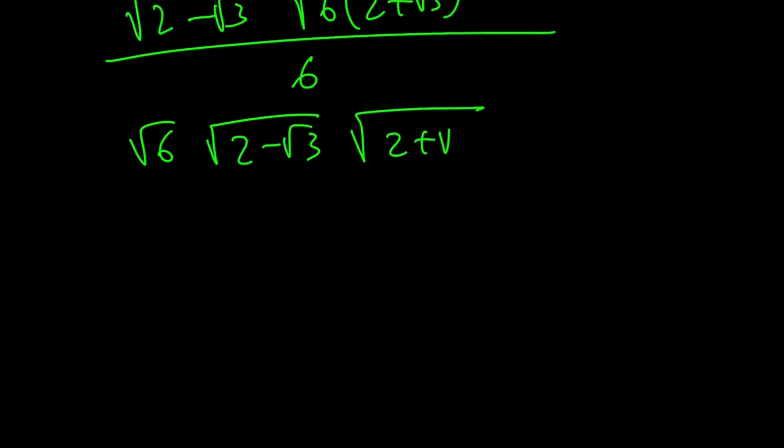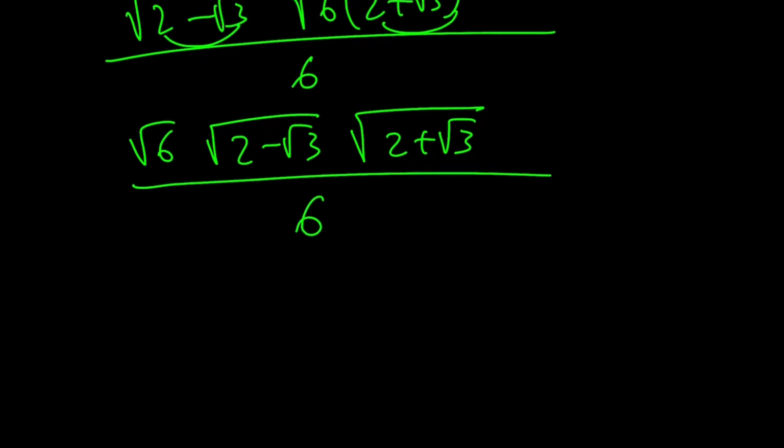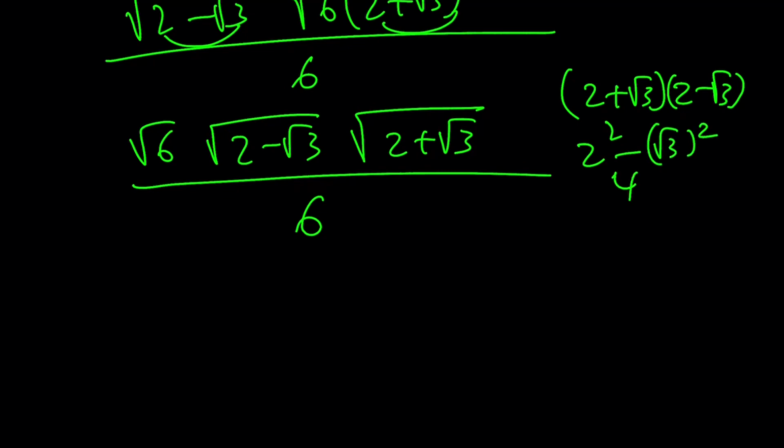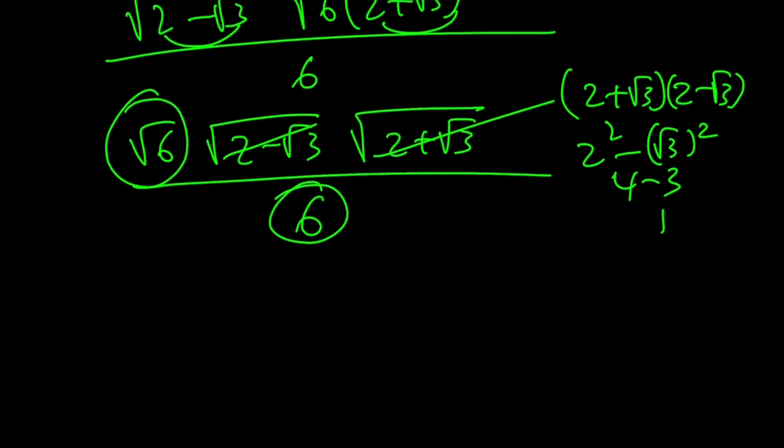These two radicals, this one and this one under the radical, they can be multiplied. And guess what? They're just going to form a difference of 2 squares. A squared minus b squared, that's going to give you 1, right? So 2 plus root 3 multiplied by 2 minus root 3 is 2 squared minus root 3 squared, which is 4 minus 3, and that's equal to 1. So this times this equals 1. You end up with root 6 over 6, which is the answer.